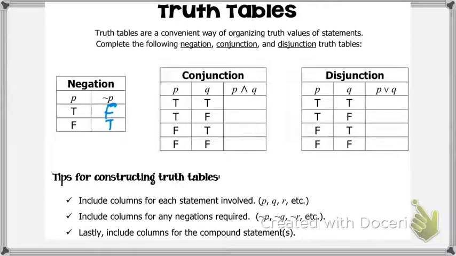In our next table, our conjunction, this is our and. We have our P's and our Q's. Here's our first scenario: both P and Q are true. What would our conjunction be? True. For and, they both have to be true. Our second scenario: P is still true, but now Q is false. That's false, because they both have to be true.